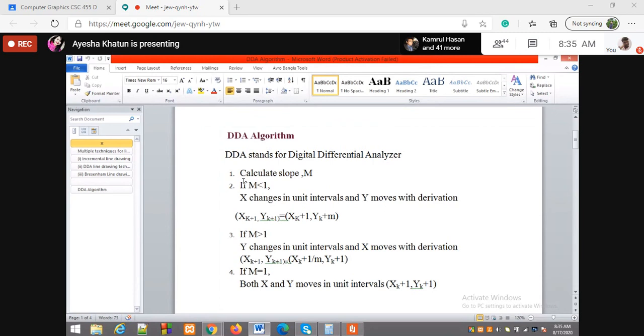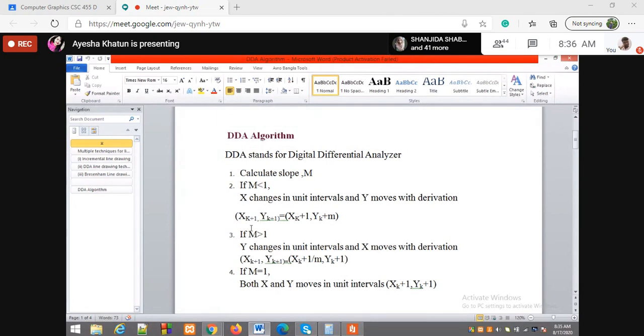Whenever it says that x will move through the unit interval, that means it will be incremented by 1. So you can write xk plus 1 is equal to xk plus 1. And you know that this xk plus 1, with the suffix, and this xk plus 1 are not the same. Here it is a suffix, but here it is the initial value xk plus 1. And the y value will be incremented, so yk plus m. We will see later how this comes, but just remember that this is the condition.